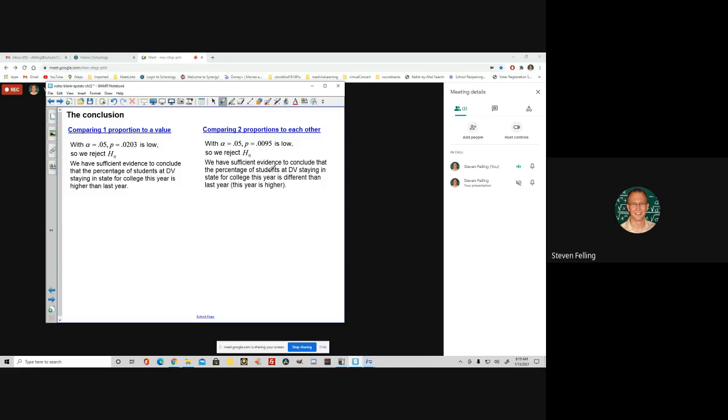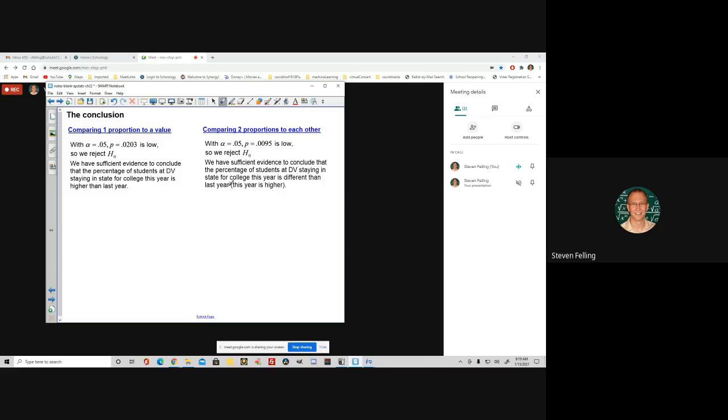But now we have a slight difference in the write-up here. The first sentence is the same, right? With alpha is 0.05, p of whatever it is, 0.0095 is low. Since it's low, we reject the null. And therefore, we do have sufficient evidence to conclude that, but this time it'll be the percentage of DV students staying in state this year is different than last year. This year is higher, or you have to change this depending on the HA.